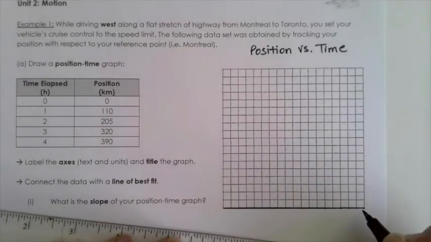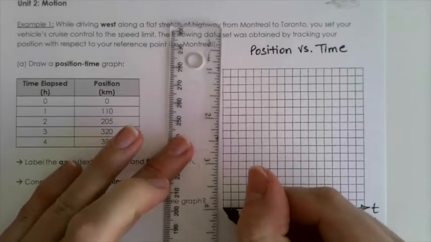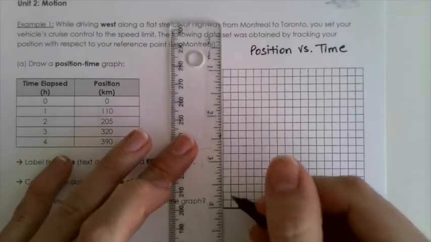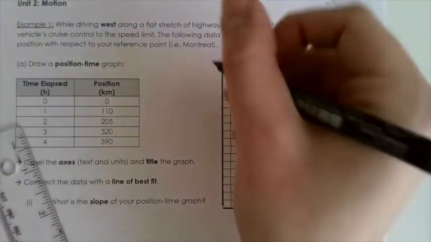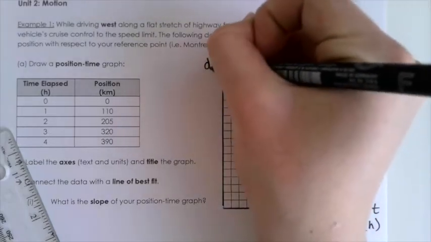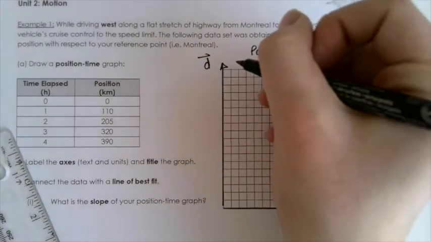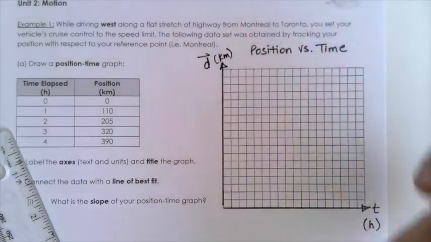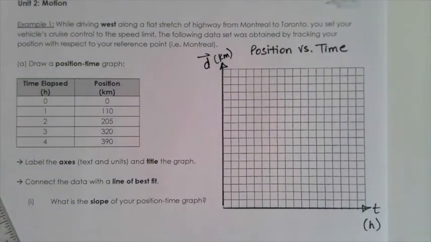So I'm just going to put my time axis here, measured in hours. And my position axis here, measured in kilometers. Okay, go ahead and plot your data points.